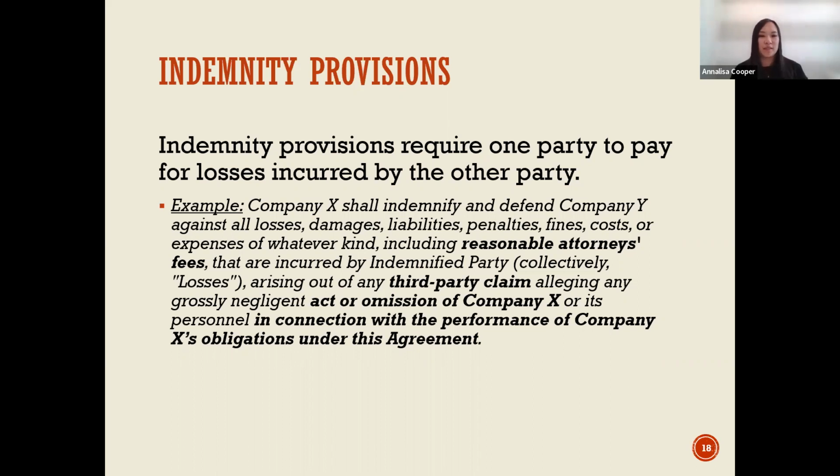So if Company X goes off separate from the agreement and is negligent somehow, and then a claim gets brought against Company Y, it wouldn't necessarily be covered under this agreement, unless there's that last portion in there which says, in connection with the performance of Company X's obligations under this agreement. So just make sure that it's tied to the agreement somehow is the takeaway from this.